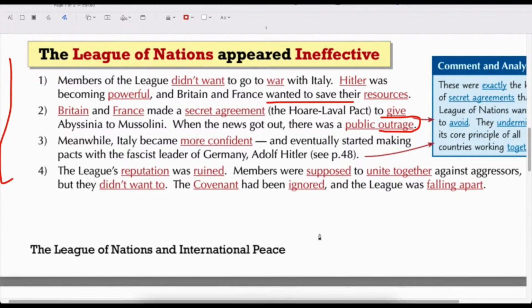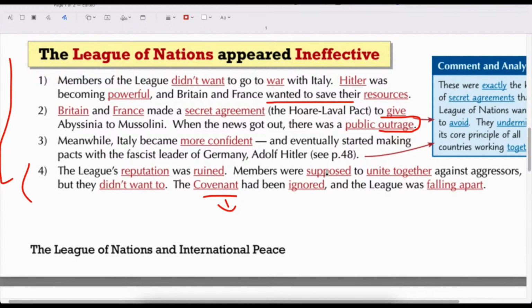Obvious, right? And number four, as we can see here, the League's reputation was ruined. Of course. After everything that we have read and seen, its reputation was really bad. Members were supposed to unite against aggressors, but they didn't want to. The covenant had been ignored and the League was falling apart. Okay, so this is something good. Covenant. I want you to analyze that word for me: what is the meaning of it and how do we use it? This is homework for you.